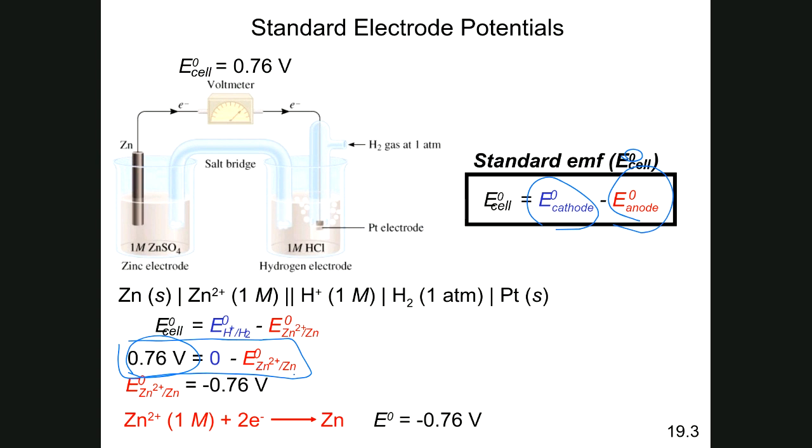So in this case, reduction of the zinc is minus 0.76, or oxidation is going to be plus 0.76. Reduction is going to be minus 0.76. So if it's written the way that it is, based on the reduction half, then we have these values, and we can work with those values for calculation later.